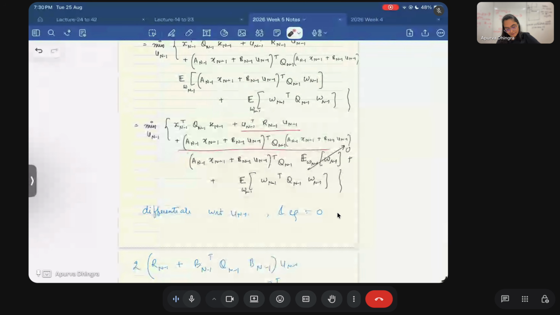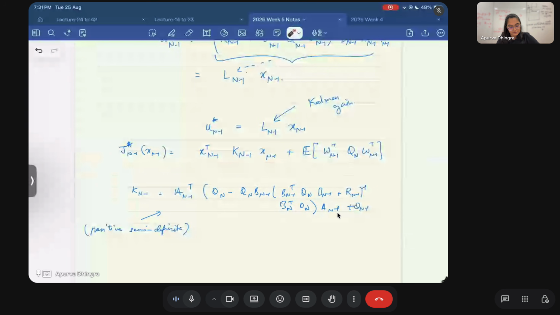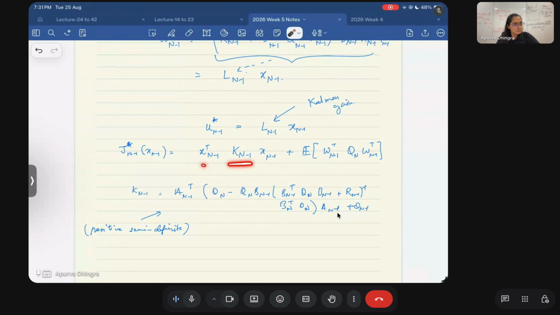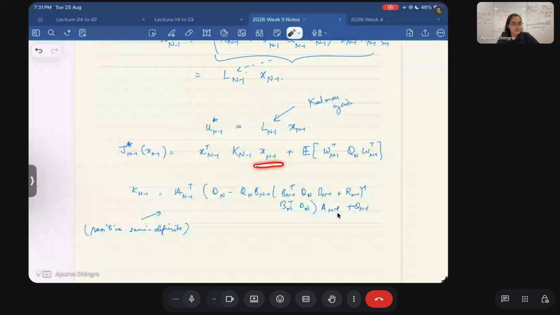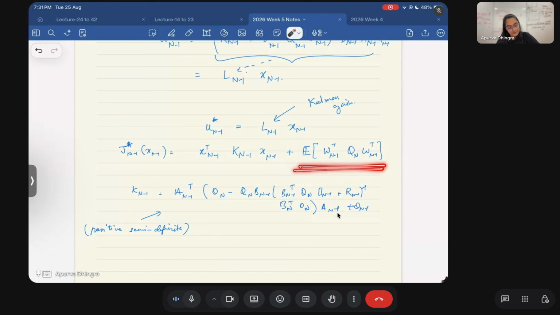Once you do that, you're basically replacing the UNs with the appropriate LN minus 1, XN minus 1. But this is one term that will just stay. This will not go away. This can't be simplified. All the other terms will just be terms that depend on X. So what you will have is an object like this: X transpose, some terms, and X again, and this extra term. This extra term has the variance of noise with respect to some Q.